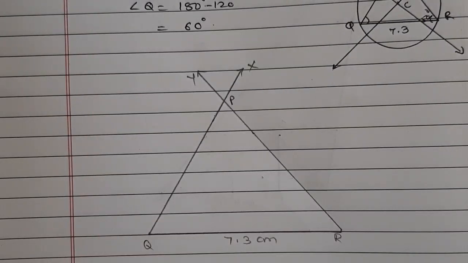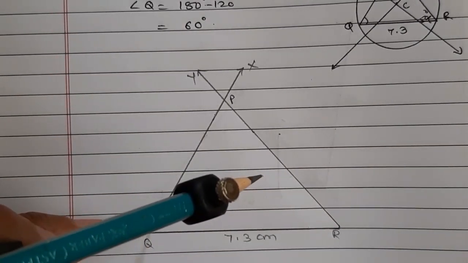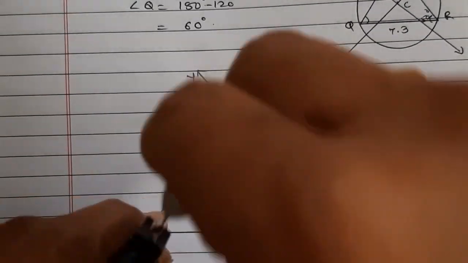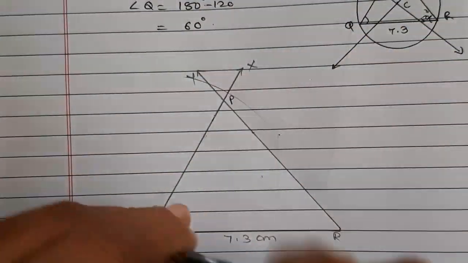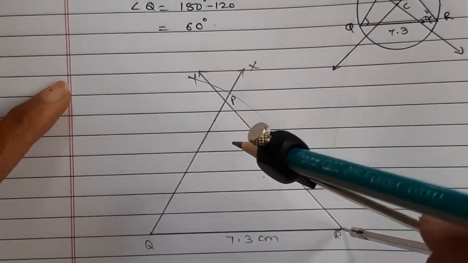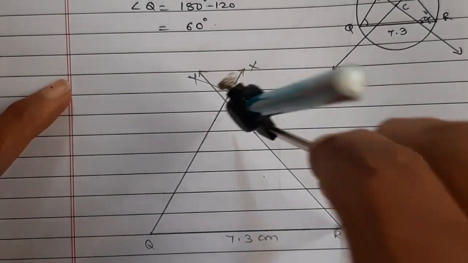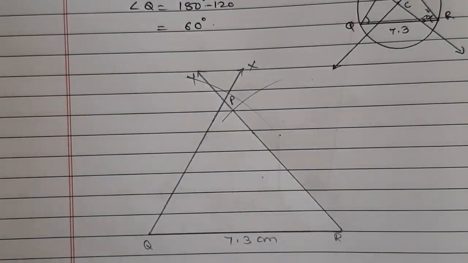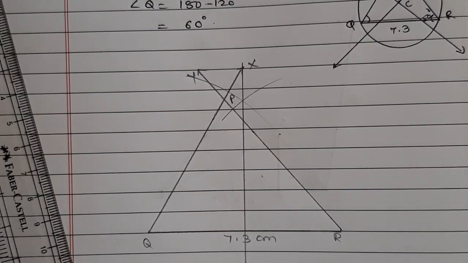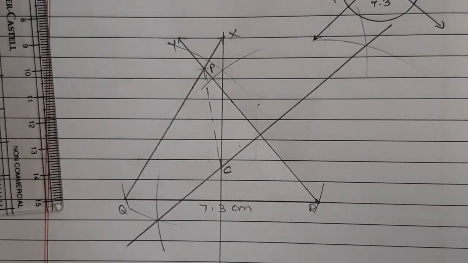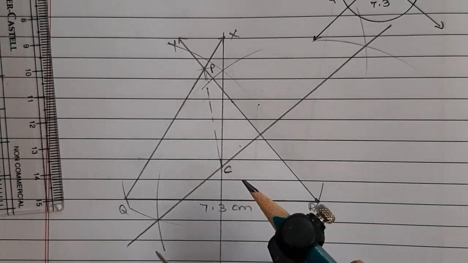Now we have to draw the perpendicular bisector of any two sides of the triangle. So we will draw the perpendicular bisector of QR. Then we draw the perpendicular bisector of PR. Both perpendicular bisectors intersect each other at point C.